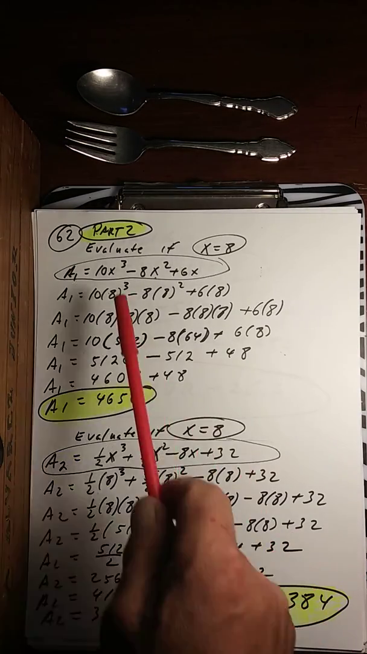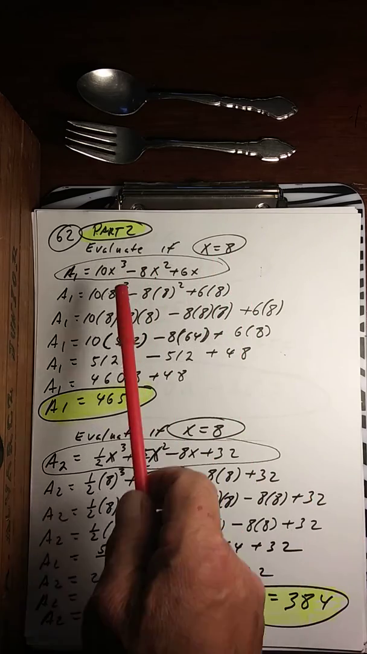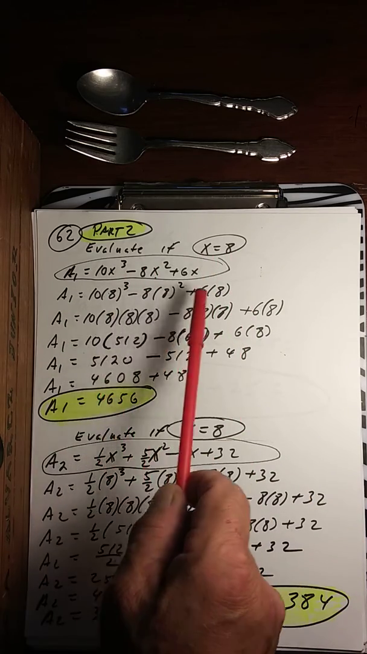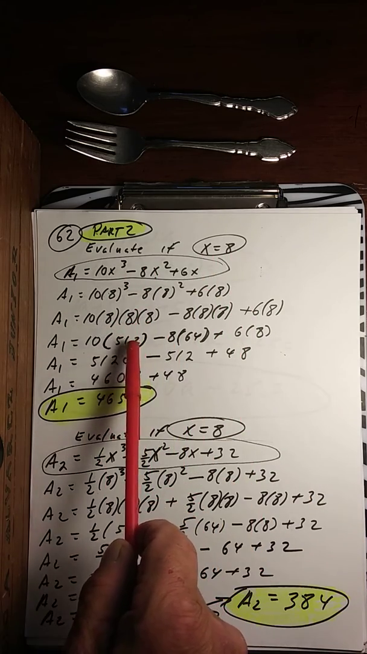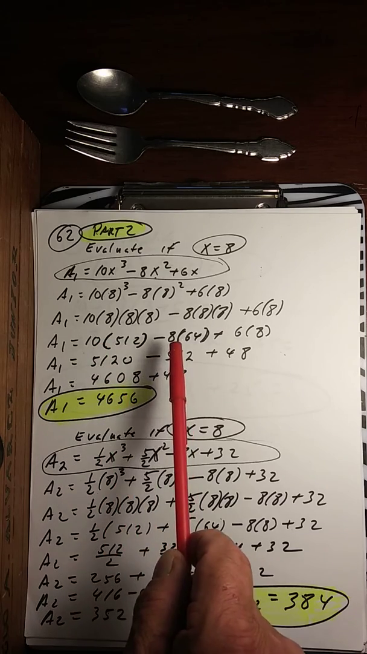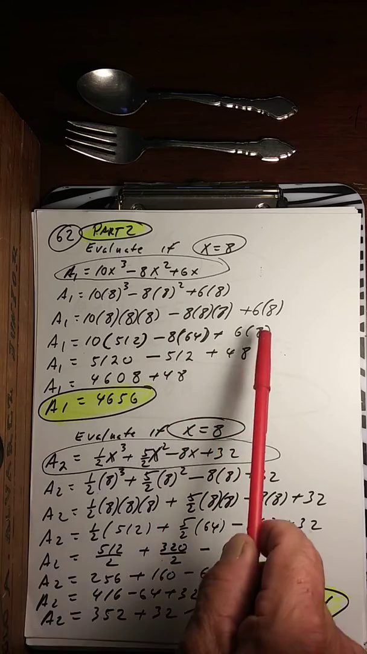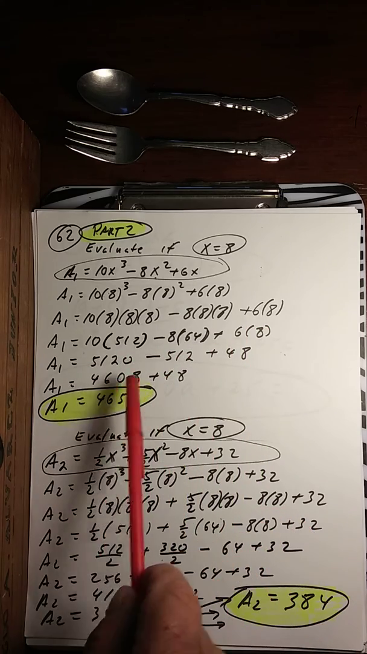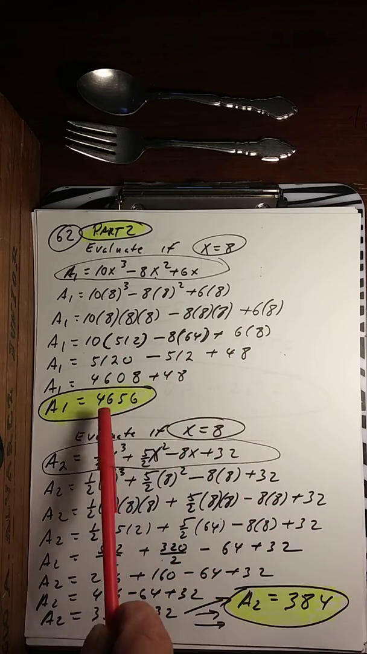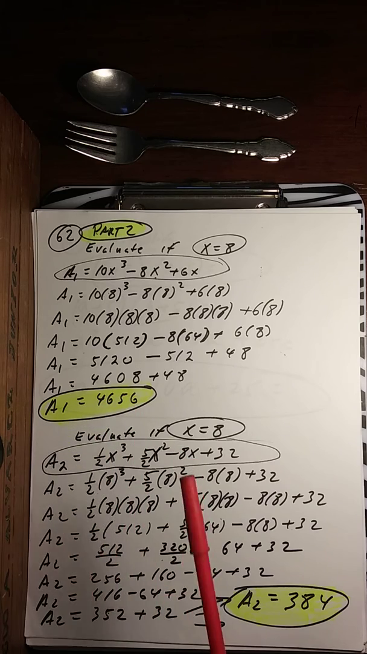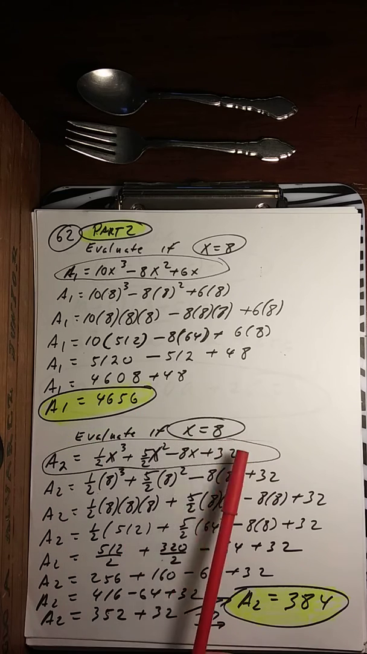And evaluate if x equals 8. So put an 8 in there, 8 there, 8 there, 8 there. 112 times 10 is this. And 8 times 8, 64 times 8 is that number. And that's 48. So this number is this, and add 48 is 4656. That evaluates triangle 1 if x equals 8.